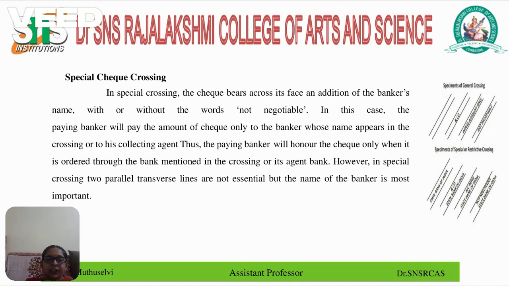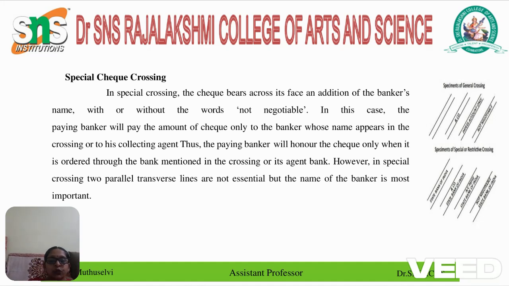Next one, special check crossing. In the special check crossing, the check bears across its face an addition of the banker's name, with or without the words not negotiable. In this case, the paying banker will pay the amount of the check only to the banker whose name appears in the crossing or his collecting agent. The paying banker will honor the check only when it is presented through the bank mentioned in the crossing or its agent banker.